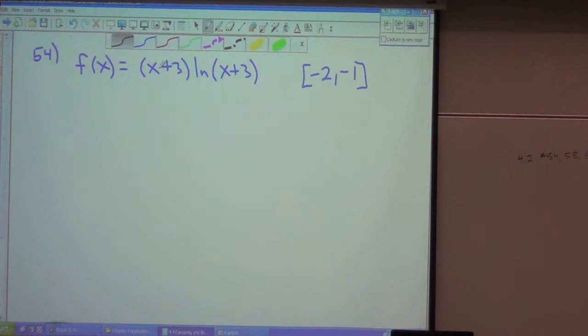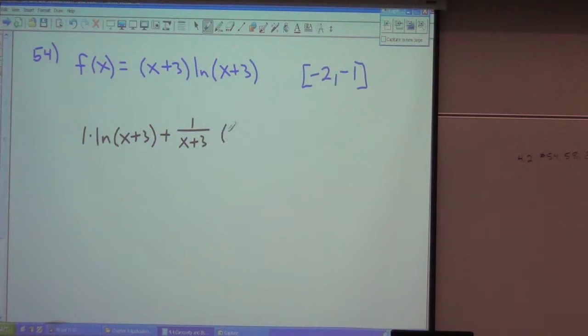Right, so for the first derivative, we'd have to do the product rule. The derivative of x plus 3 is 1, then multiply by the natural log of x plus 3. Add to that the derivative of the natural log of x plus 3, which is 1 over x plus 3, times x plus 3. And then that's got to equal f of -1 minus f of -2.